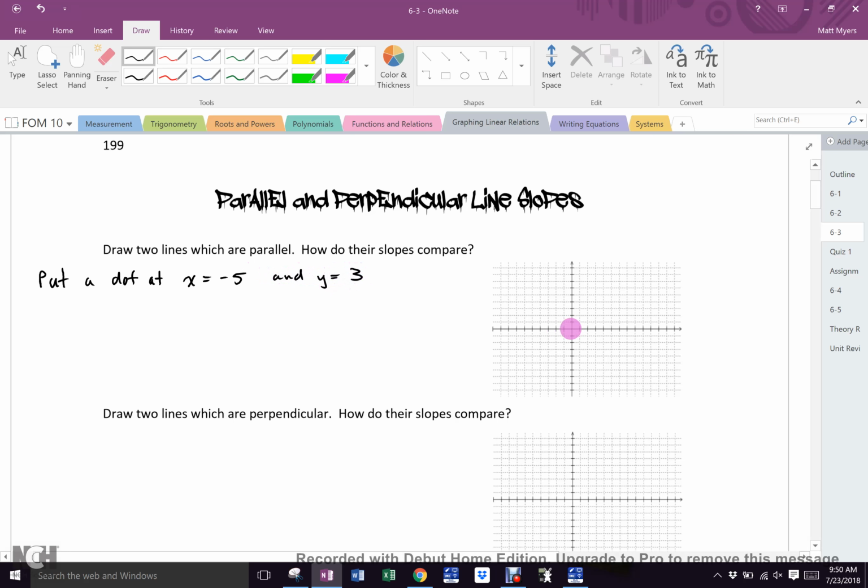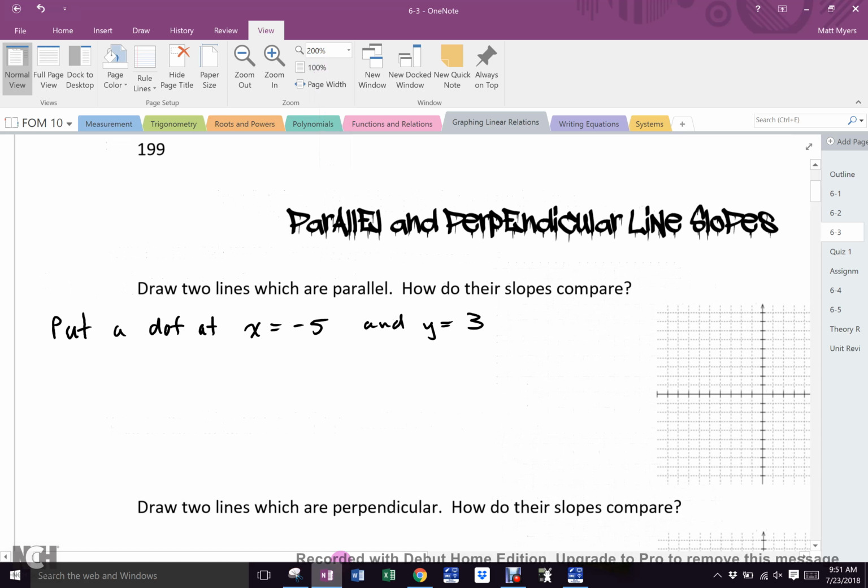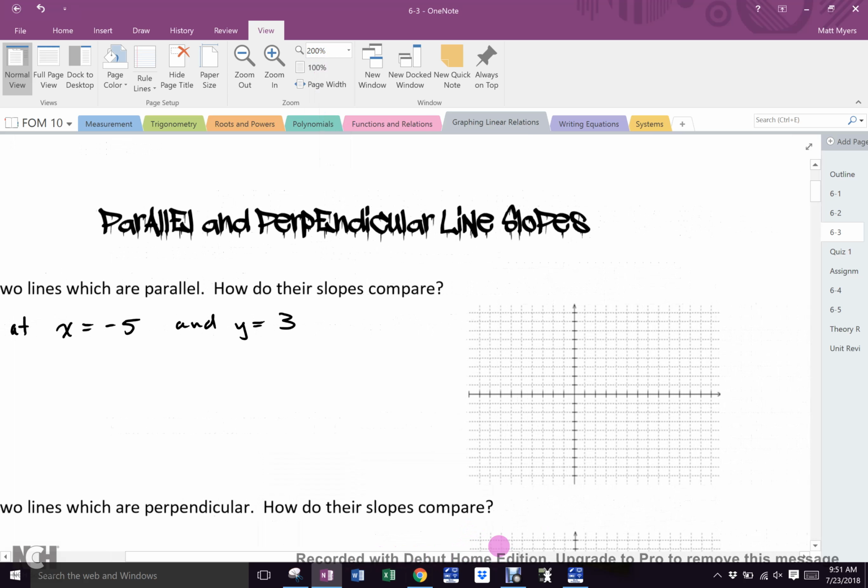Where is x equals negative 5? I'm going to zoom in on this a little more because we're going to be doing quite a bit of graphing right now, and I want you to be able to see it better. Where would negative 5 and y equals 3 be? 5 to the left. 1, 2, 3, 4, 5. And y equals 3? 1, 2, 3. Does everyone agree? Yeah? Okay.